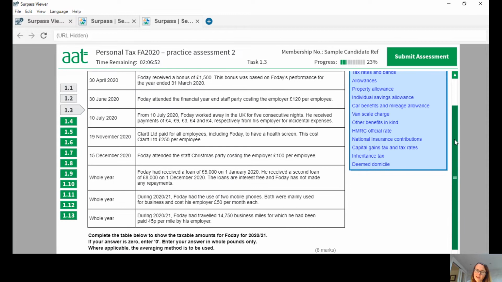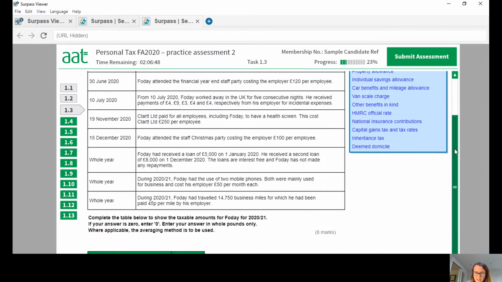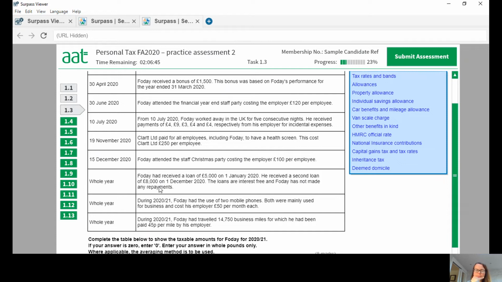Right, this is the one I can't figure out their answer, the loans. Right, so it tells me to use the averaging method. Please help me, what am I missing here? Fode had received a loan of £5,000 on the 1st of January 20. So under £10,000 at the start of our tax year. He received a second loan of £8,000 on the 1st of December during our tax year. The loans are interest-free and Fode has not made any repayments. Right, so what I'm thinking is, at some point during the year, the loans exceed 10,000, so 8 plus 5 is 13,000. So that triggers the need to work out a beneficial loan benefit.